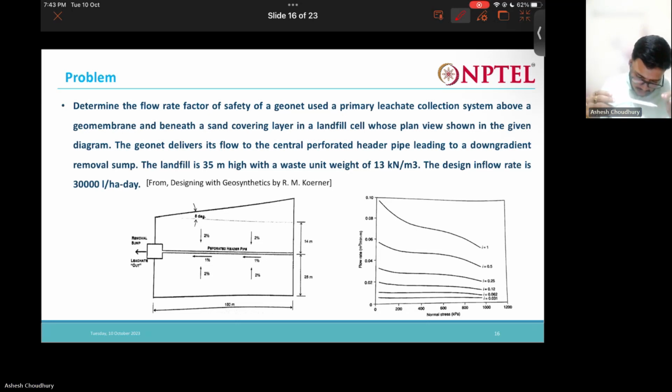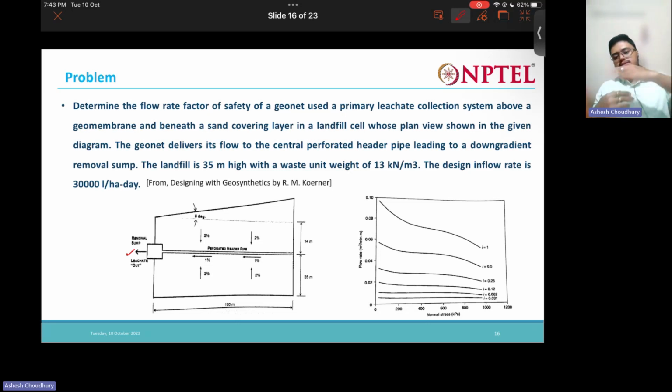So this geonet is placed along these slopes. This 2% gradient slopes, along these slopes, this geonet is placed. The geonet carries the leachate, the primary liquid leachate, along this slope, along this 2% gradient into the perforated pipe, and finally the perforated pipe drains it out to the removal sump here. So this geonet we have to check.